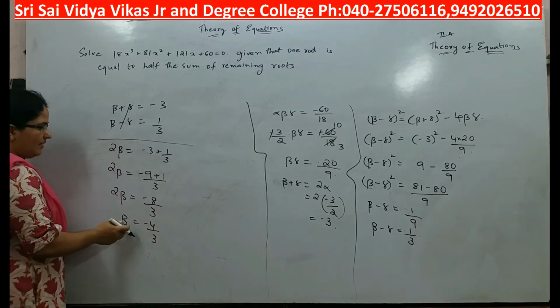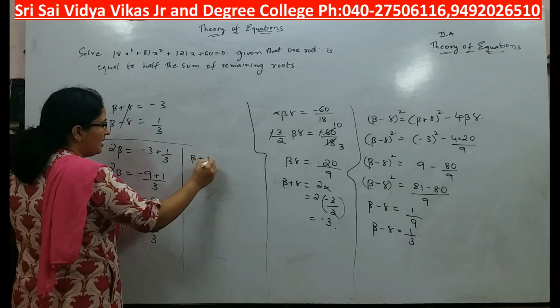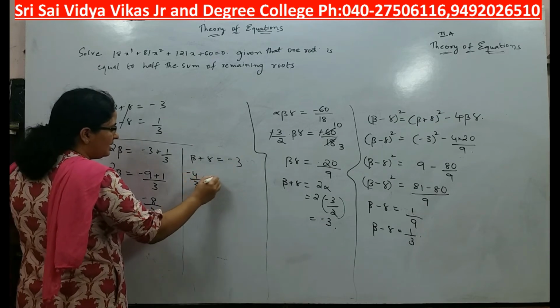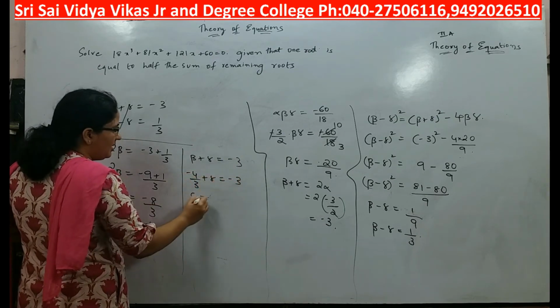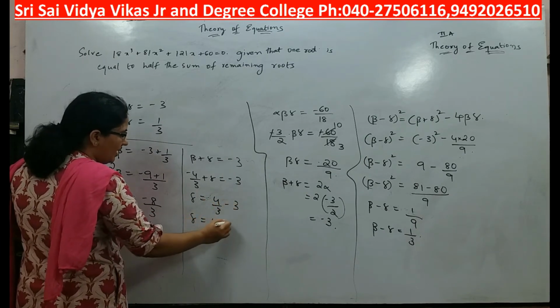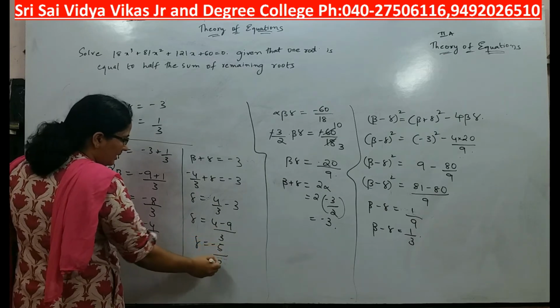So you got the beta value. Find out what is gamma. Beta plus gamma is equal to minus 3. Minus 4 by 3 plus gamma is equal to minus 3. Gamma is equal to 4 by 3 minus 3. Gamma is equal to 4 minus 9 by 3. Gamma is equal to minus 5 by 3.